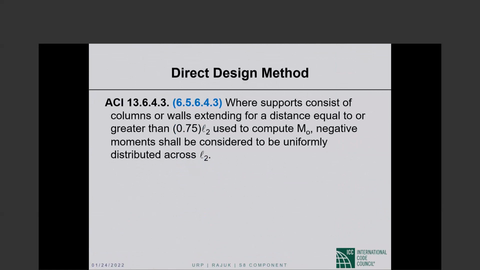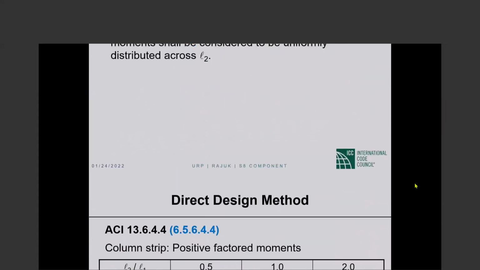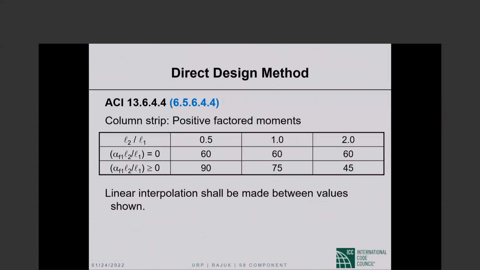Where supports consist of columns or walls extending for a distance equal to or greater than 75% of L sub 2, negative moment shall be considered to be uniformly distributed across L sub 2. Again, pretty easily understood, and those are details that have evolved over the years. So we talked about distribution of negative moment, interior negative moment, exterior negative moment.